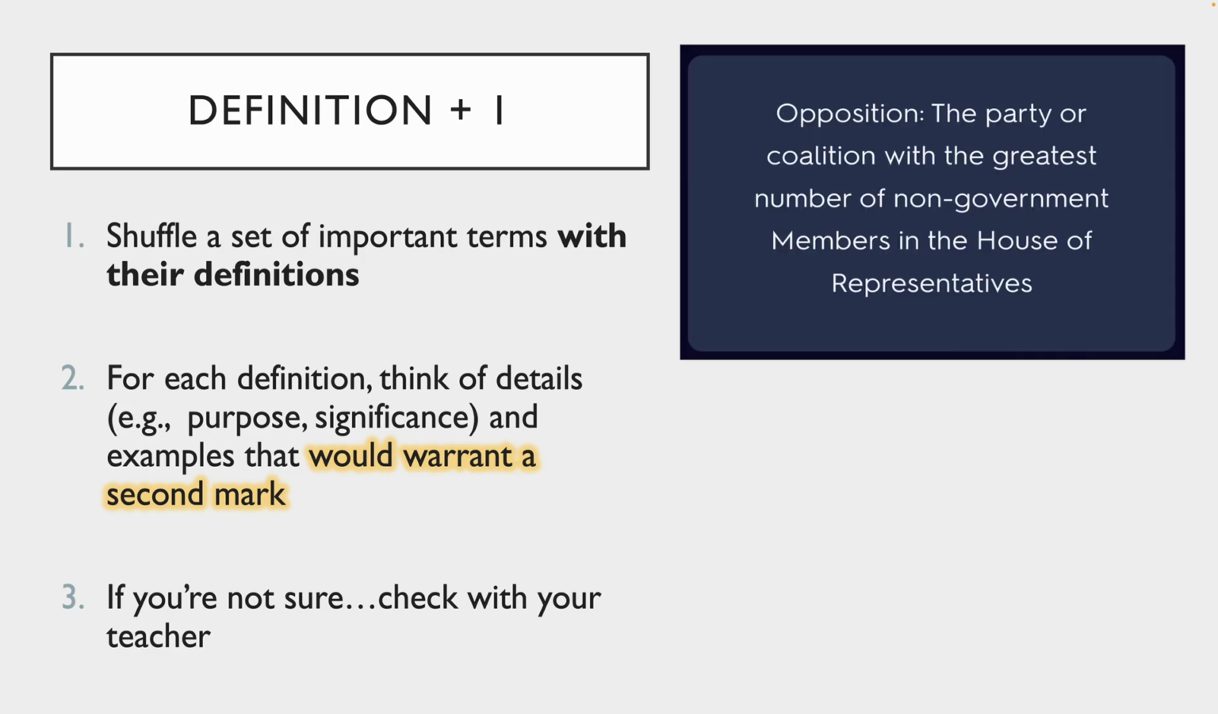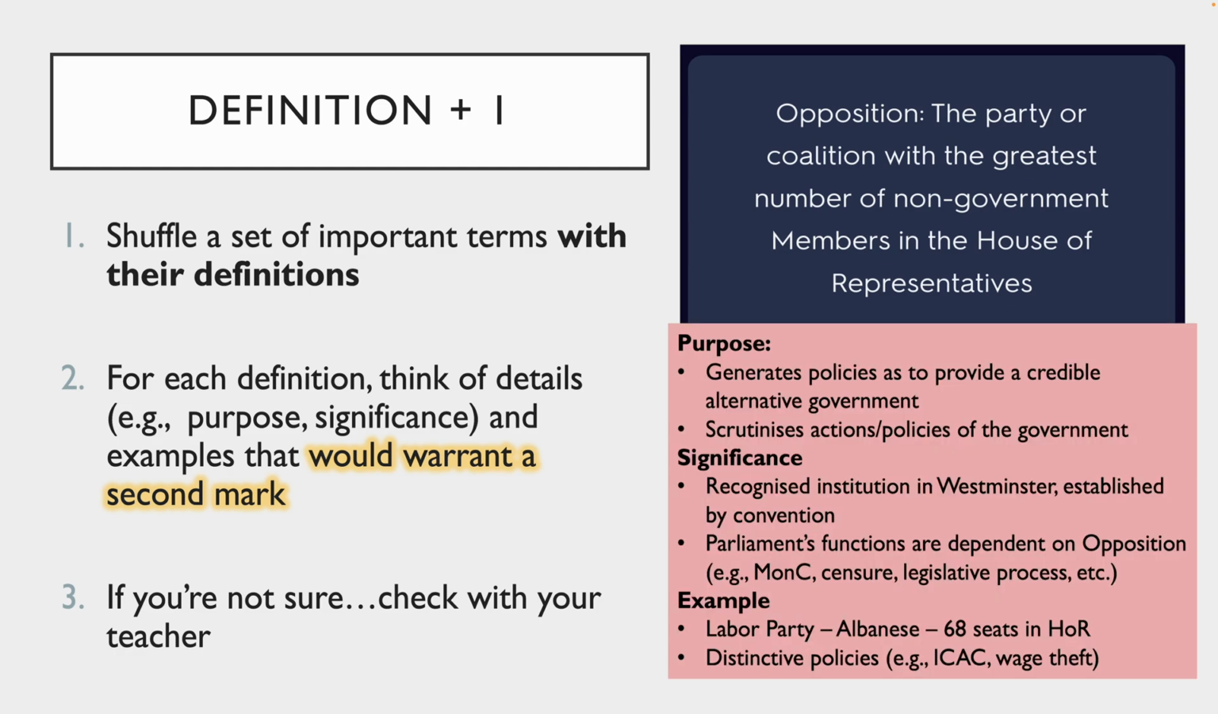So here's something that you can do to help you with that. We're all familiar with flashcards and how they work. This strategy, called Definition Plus One, actually gets you to write out the definition in full on a flashcard, and rather than trying to remember that definition, you are trying to add something to that definition, a second mark, something worthy of a second mark. So if we have this term here, just the opposition, the party or coalition with the greatest number of non-government members in the House of Representatives, here are some options for what you could add to it.